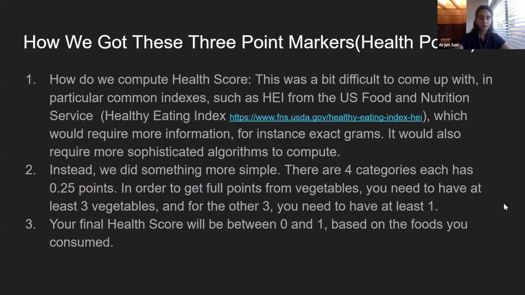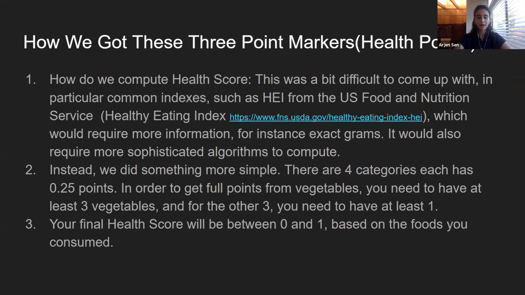How we got the health points. How do we compute the health score? This was a bit difficult to come up with. In particular, common indexes, such as HEI, the Healthy Eating Index from the US Food and Nutrition Service, would require more information, for instance, exact grams. It would also require more sophisticated algorithms to compute. Instead, we did something more simple.